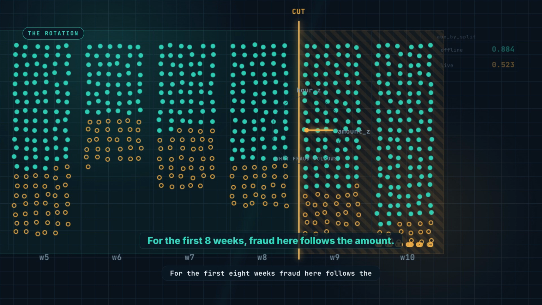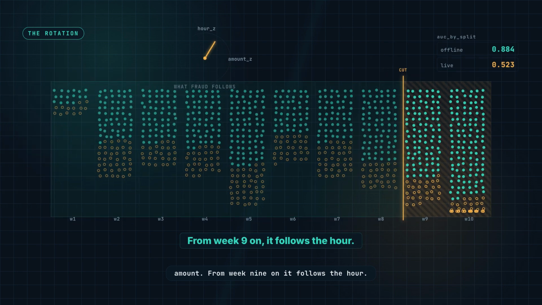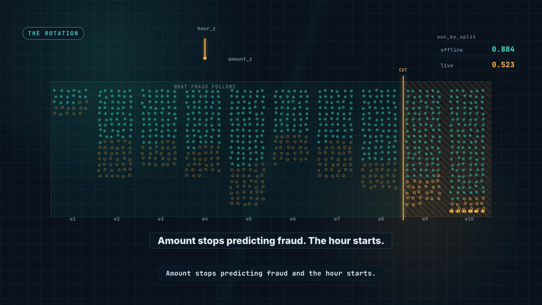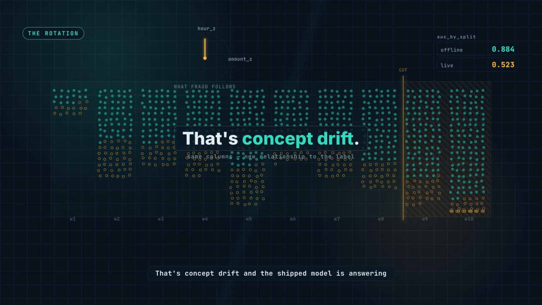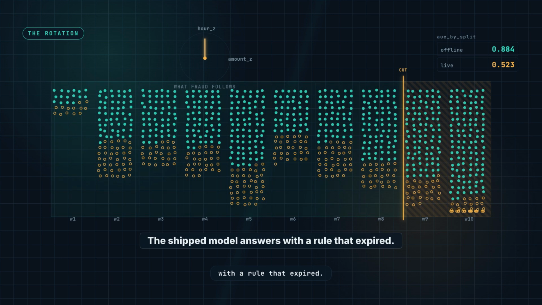For the first 8 weeks, fraud here follows the amount. From week 9 on, it follows the hour. Amount stops predicting fraud, and the hour starts. Same columns, new relationship to the label. That's concept drift. And the shipped model is answering with a rule that expired.